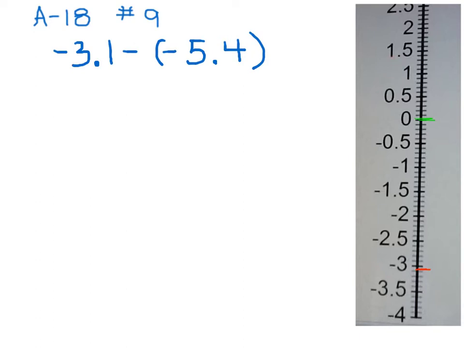So what really happens is this becomes negative 3 1/10 minus negative 5 4/10. So I'm going to rewrite this as an addition problem. And when I do that, let's get a little bit fatter pen here, I'm going to get the color I want. I'm going to change both these signs.